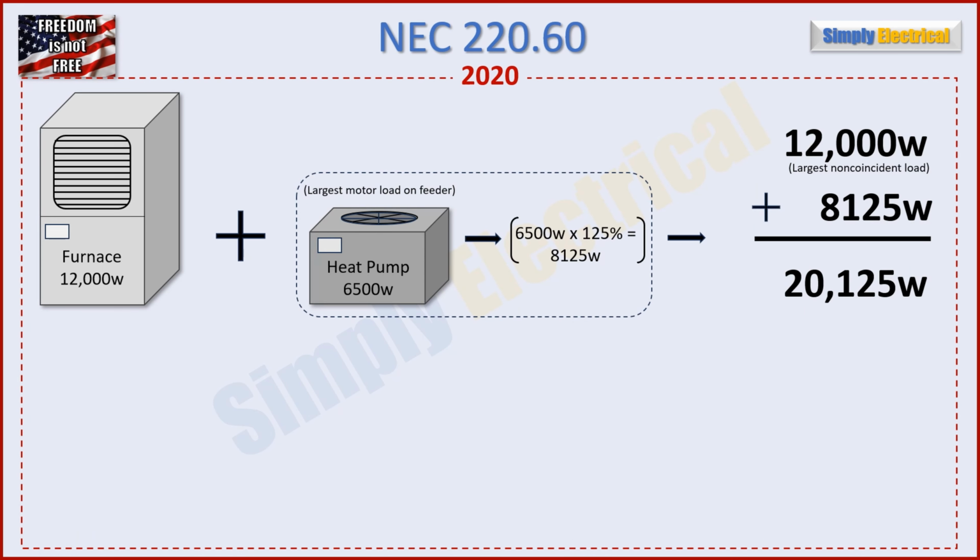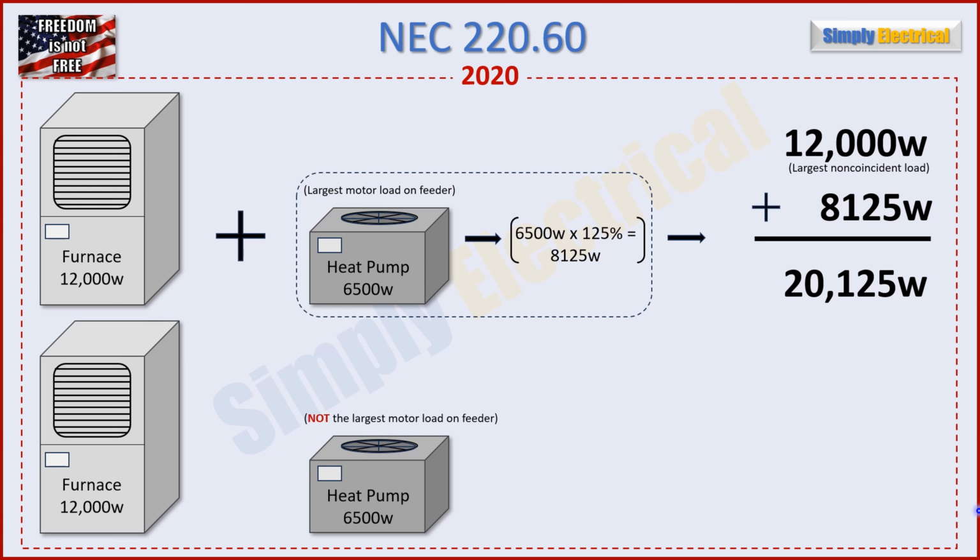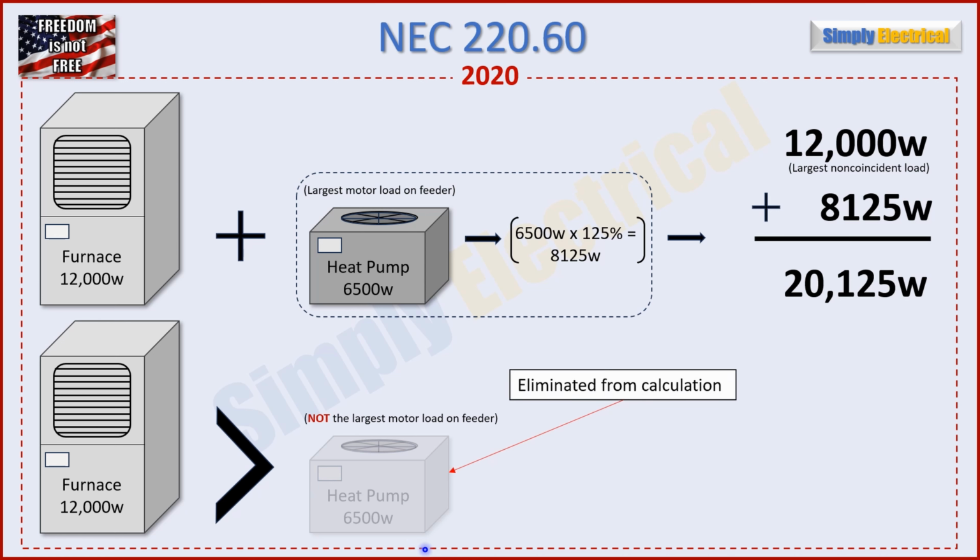Okay, let's compare it to another. Here is our example on top that we just had, and we'll go ahead and start with our same furnace and heat pump. And let's say we have a 7,000 watt pool pump elsewhere on this service, so that now our heat pump is not the largest motor on the feeder. The furnace is still the larger non-coincident load, so we would take the furnace only and leave out the heat pump entirely. So we get a 12,000 watt total because the heat pump is neither the largest non-coincident load nor is it the largest motor on the feeder. So it completely gets eliminated.